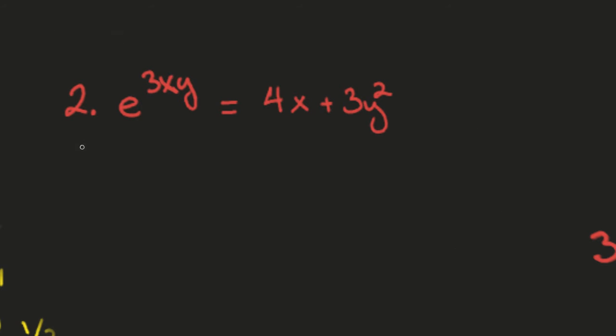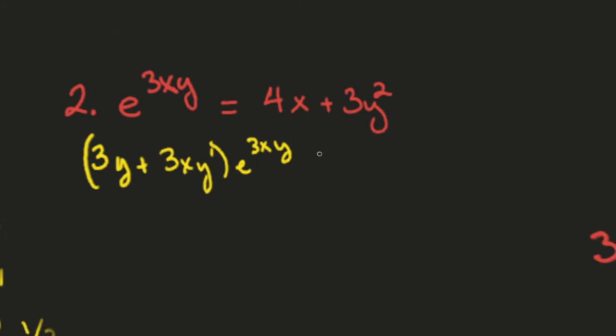Here what I do is I derive, so the derivative of the exponent's a product rule, 3y plus 3x y prime. Did not need a y prime here because I didn't derive the y there. Times your e to the 3xy.